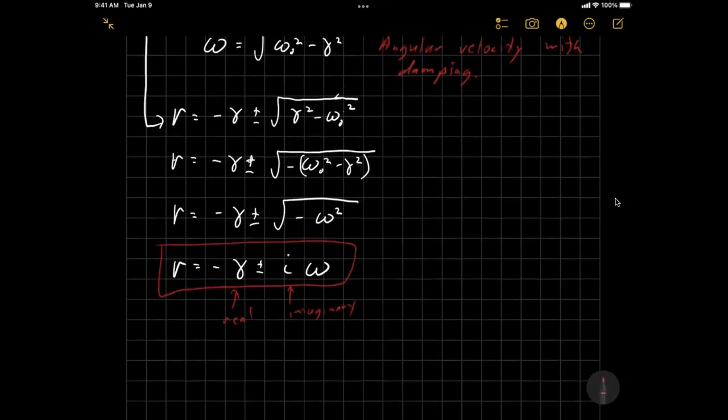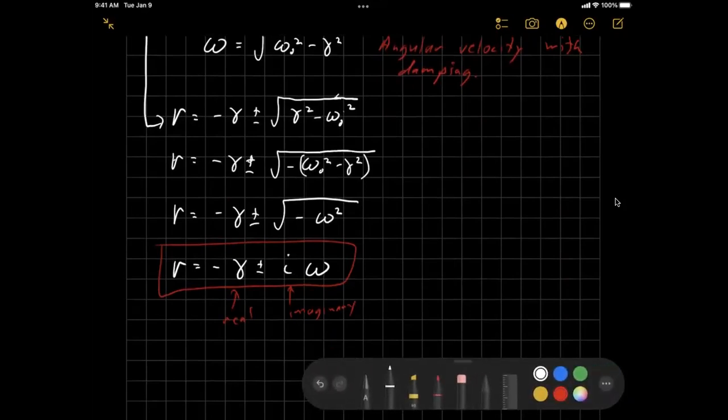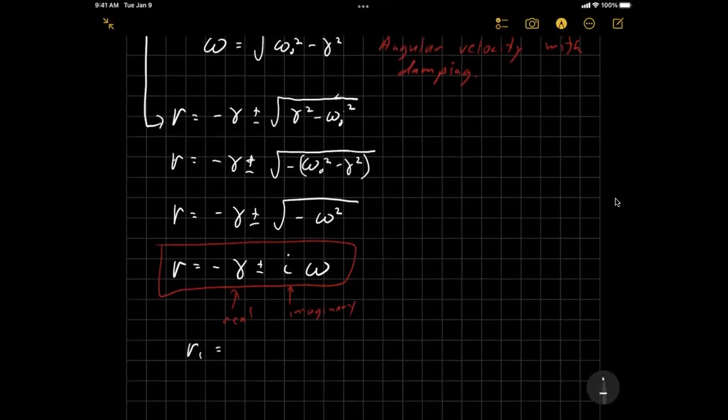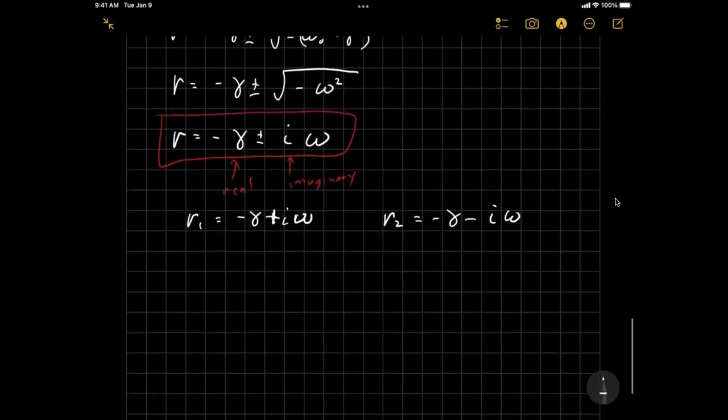Okay, so this gives us an r1 of negative gamma plus i omega, and an r2 of negative gamma minus i omega. Okay, the solution we have is the same as before. So it's going to be c1 e to the r1 t plus c2 e to the r2 t.